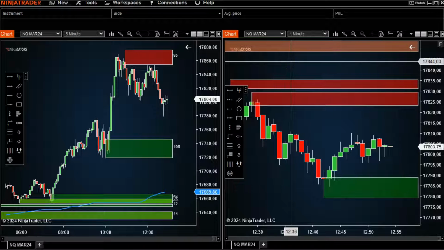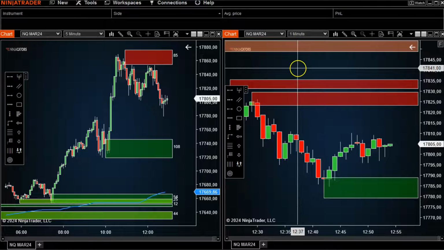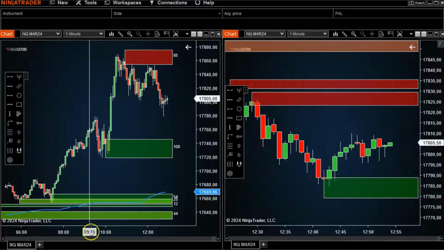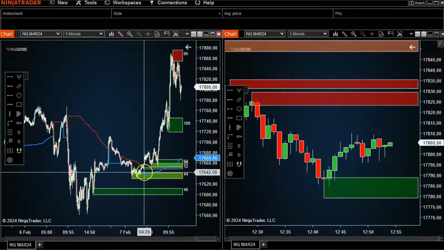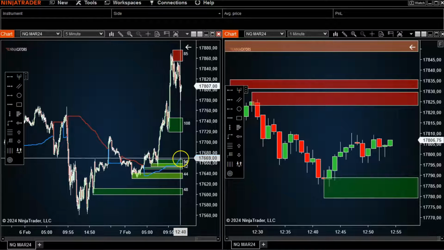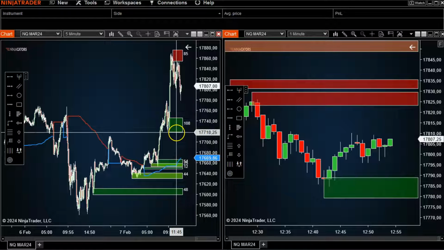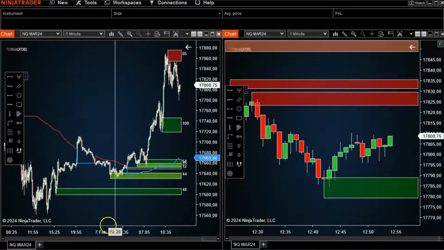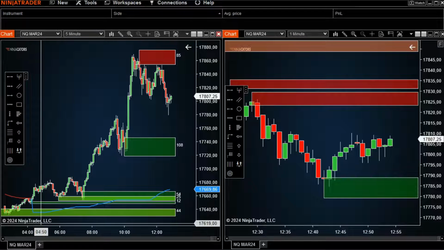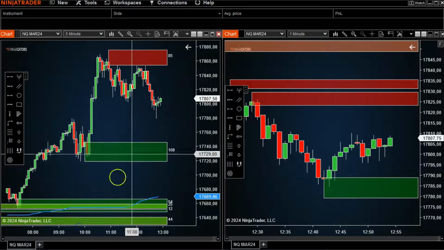Now, I've got this indicator loaded on a 5-minute and a 1-minute time frame, and on my 5-minute, I've also got a trend detector. So if price is above that trend detector line, it turns blue, and I only want to take long setups from within demand zones. And if it's below the trend detector, it turns red, and I only want to take shorts from supply zones.